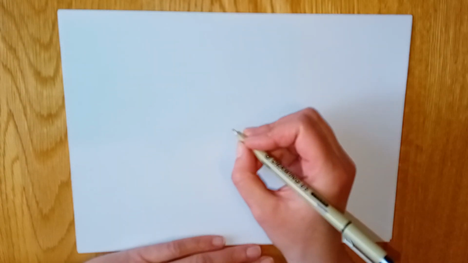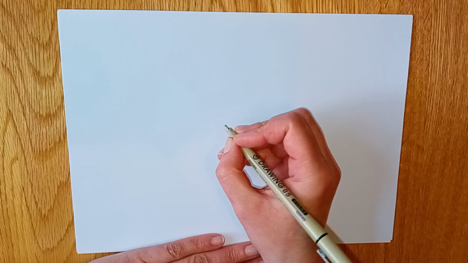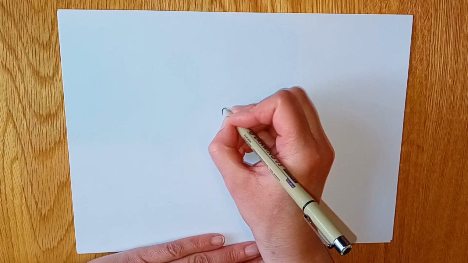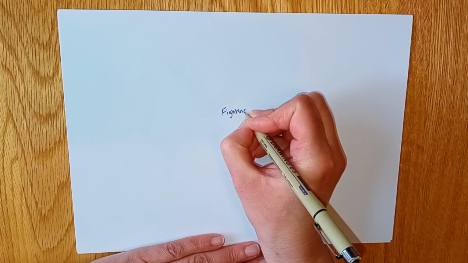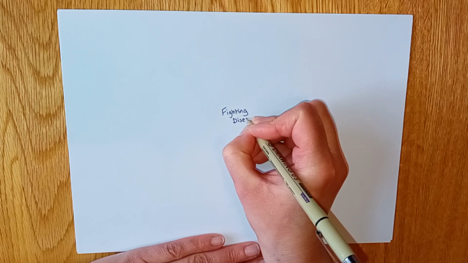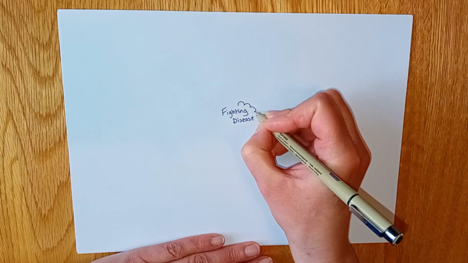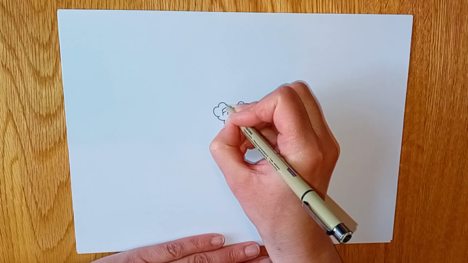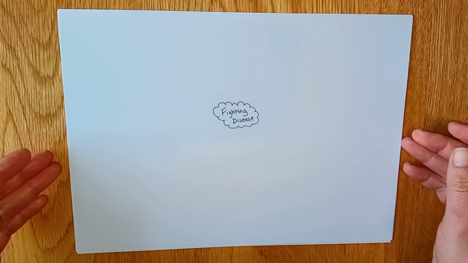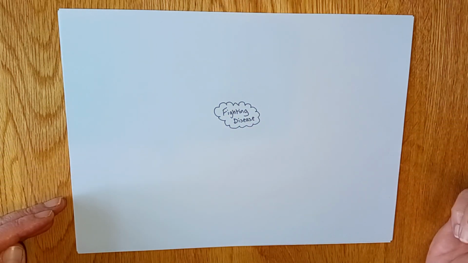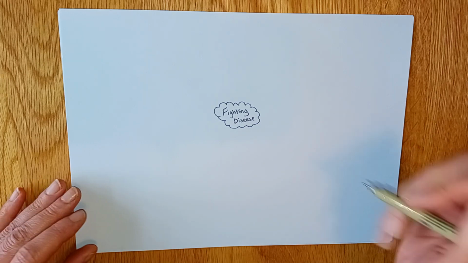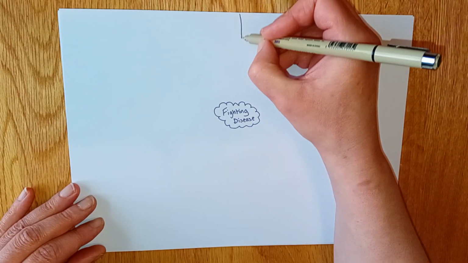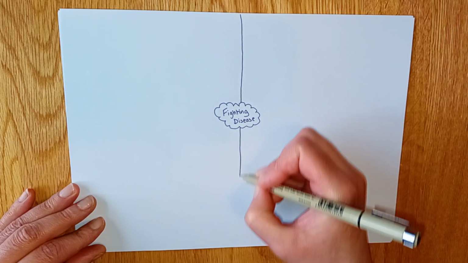So, as always, we're going to start with our title. I'm going to try and draw it in the middle. I usually don't quite manage it. And today we are looking at fighting disease. It's important that the paper is in landscape so that we can fit everything on. And as usual, we're going to divide our paper up so we can keep track of where we are and get it all on one page. So we're going to divide it down the middle into 2 halves.